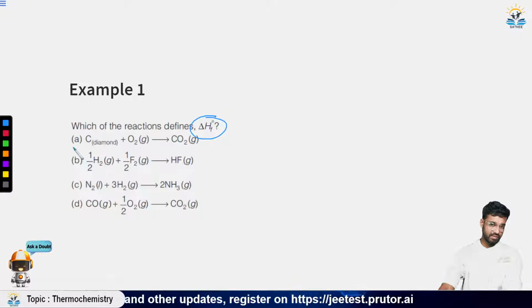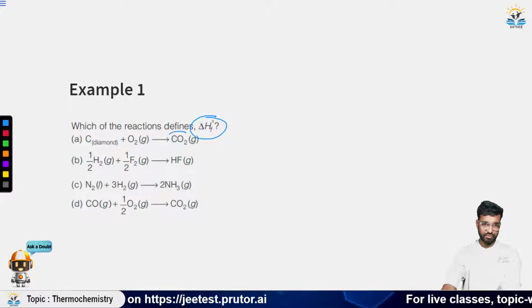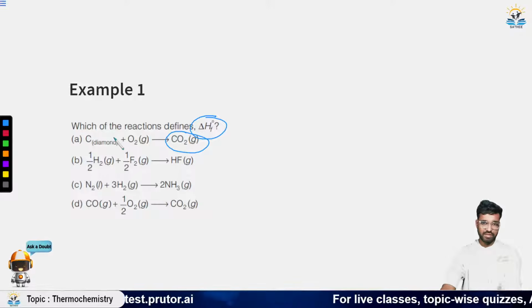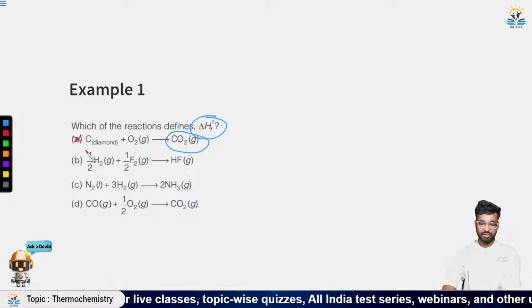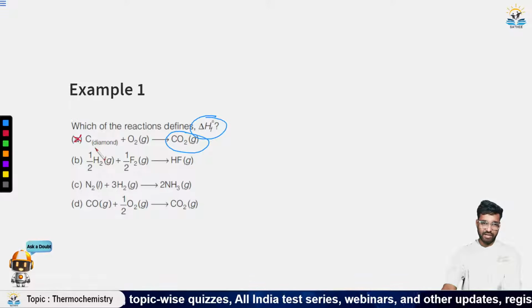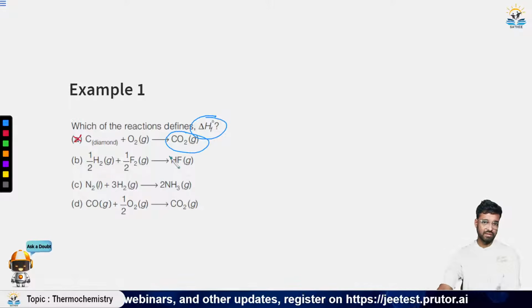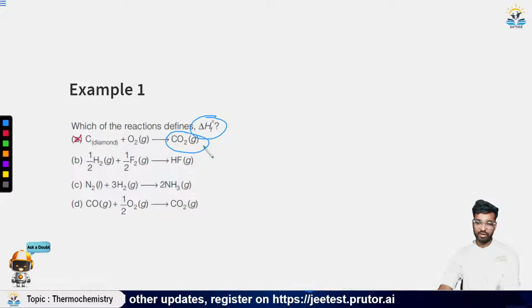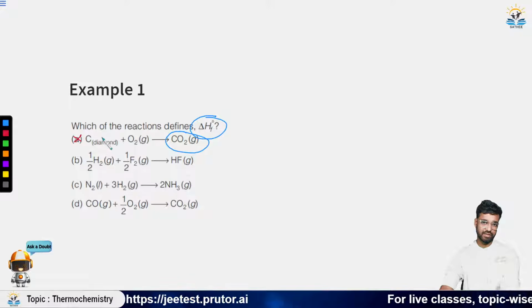Here is the first. We take carbon as diamond and O2 gaseous to give CO2 gaseous. Why is this equation wrong? It is completely wrong, because the standard state of carbon is graphite, and here the state is taken as diamond. So this one is wrong. One mole is forming, and that point is right, but the difficulty with it is this.